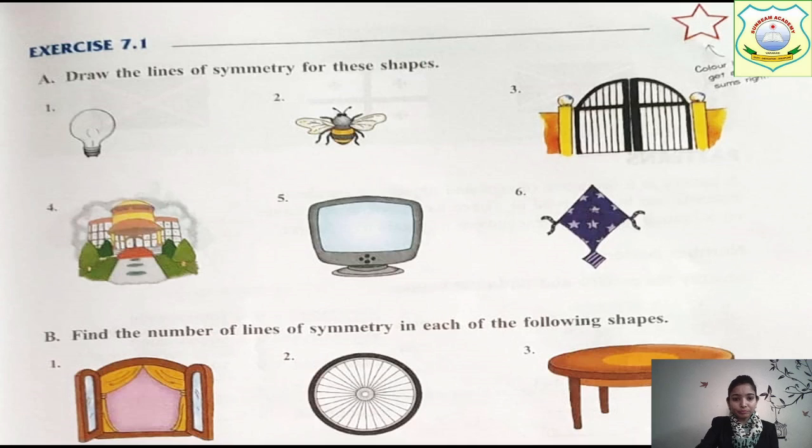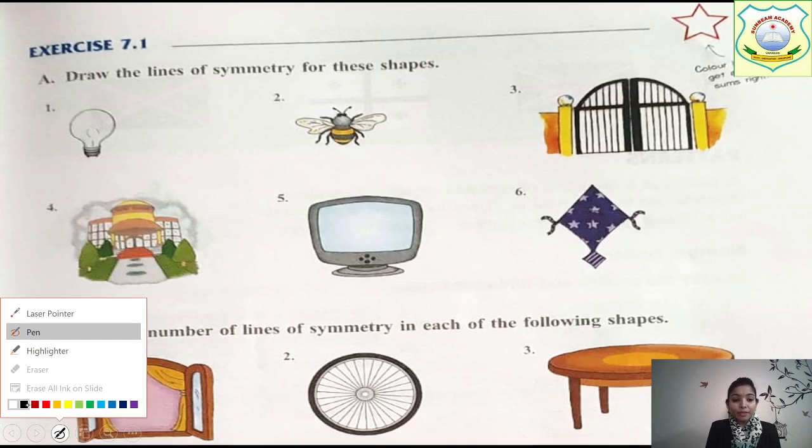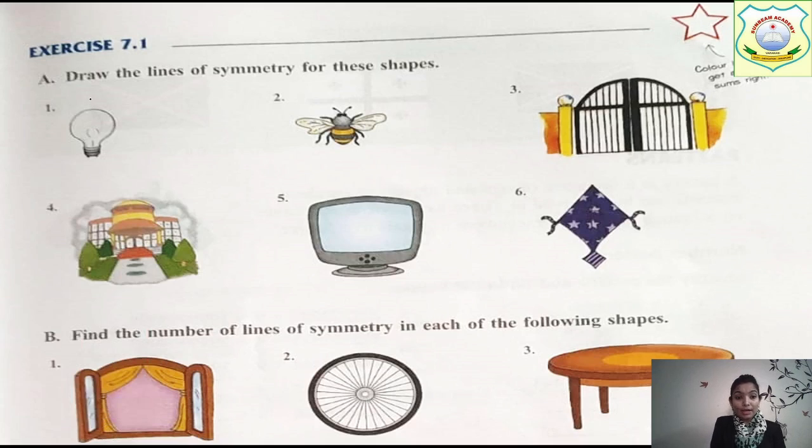Okay. So now let's draw it. Use scale. Everybody use scale and pencil and make a dotted line like this, the way I am doing. You have to draw the dotted line with the help of scale. Divide the bulb in two halves.